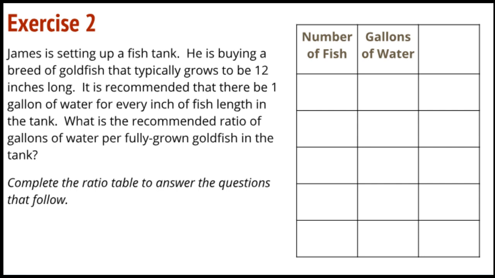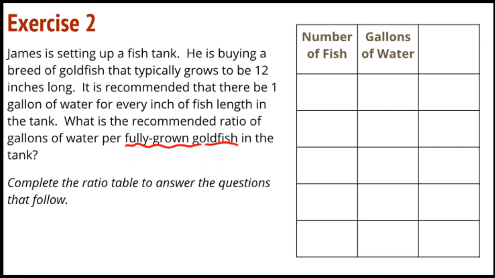All right, exercise 2. James is setting up a fish tank. He is buying a breed of goldfish that typically grows to be 12 inches long. That's a pretty big goldfish. It is recommended that there be 1 gallon of water for every inch of fish length in the tank. What is the recommended ratio of gallons of water per fully grown goldfish in the tank?